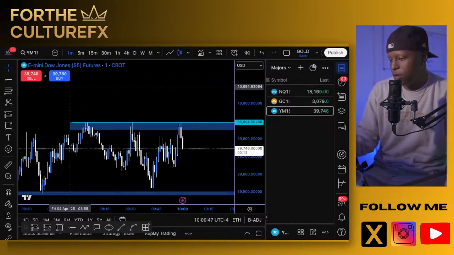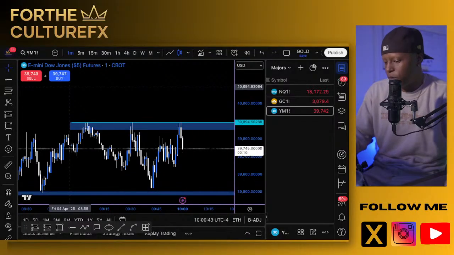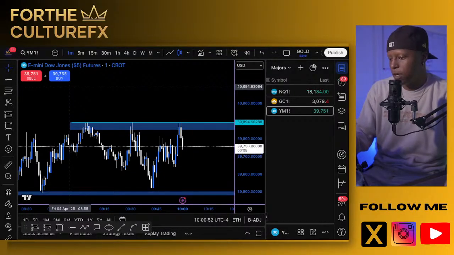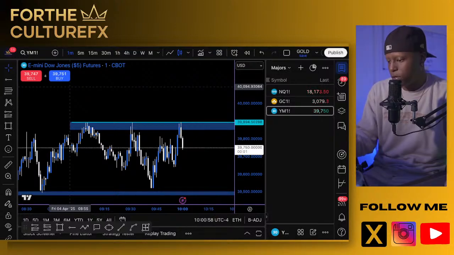Let's see. Get a 1 minute candle bullish close. I could see buys. Take out this triple top. 1 minute. Anticipate the 5 minute candle to flip bullish.